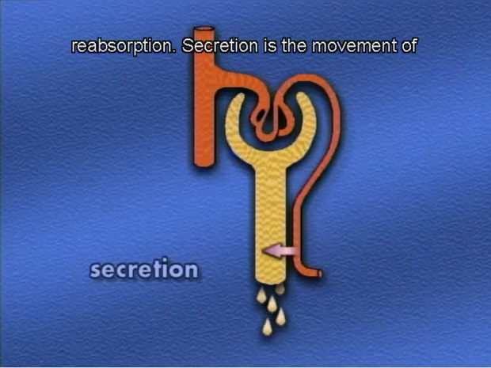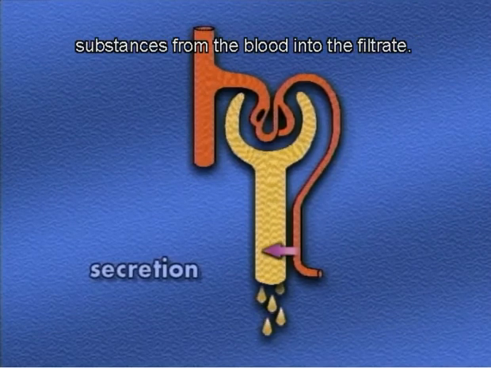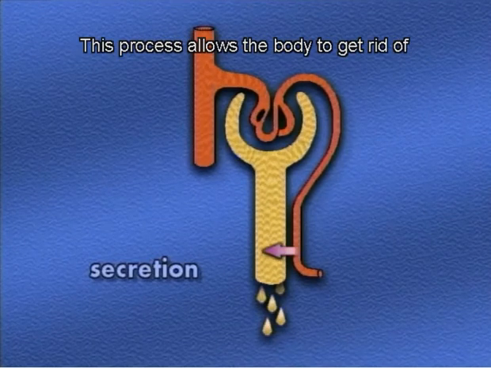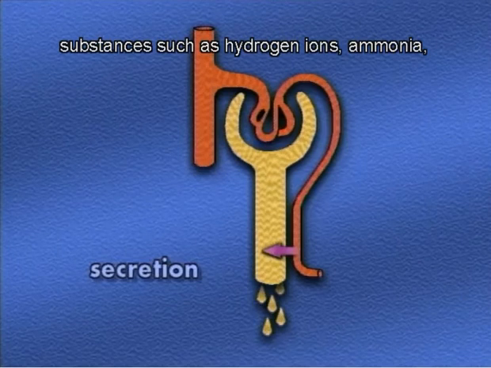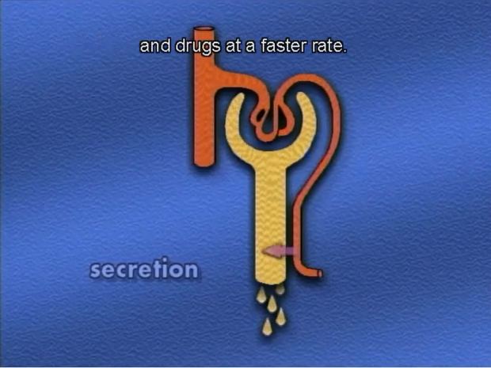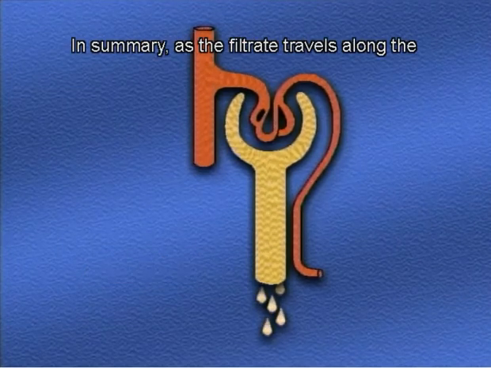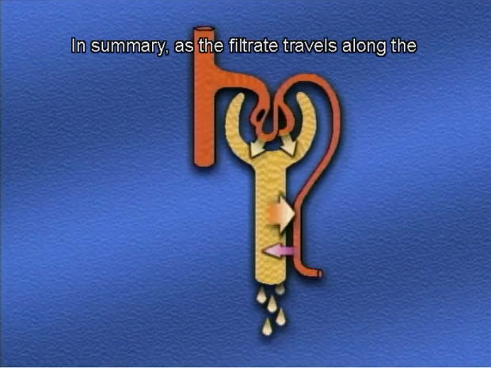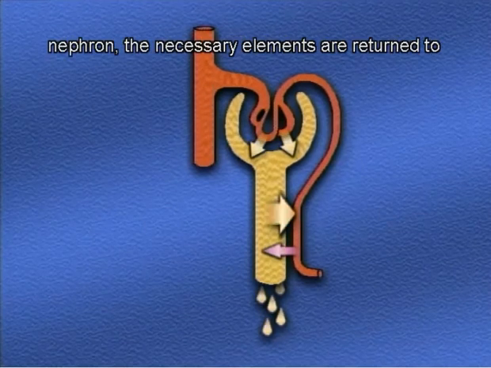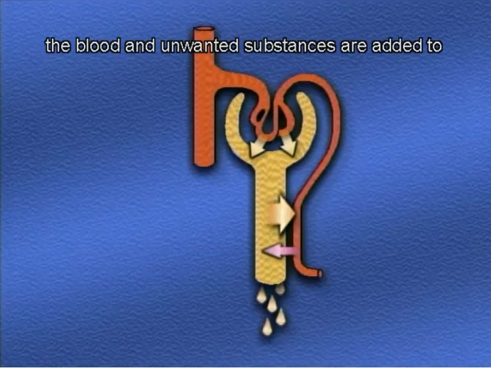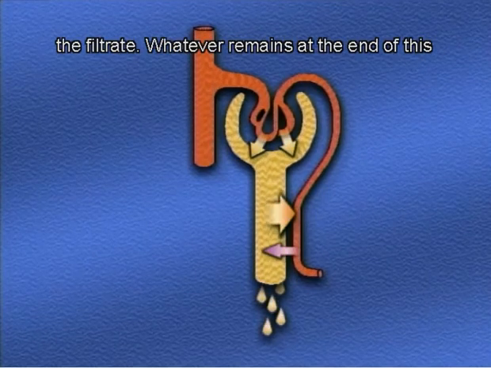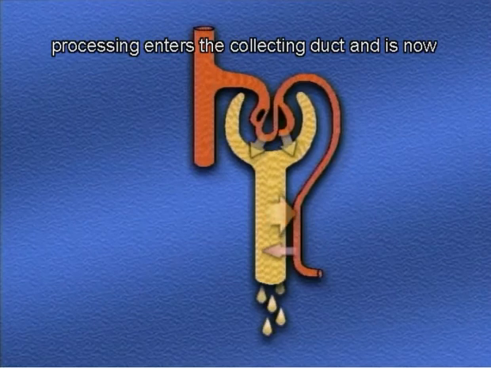Secretion is the movement of substances from the blood into the filtrate. This process allows the body to get rid of substances such as hydrogen ions, ammonia, and drugs at a faster rate. In summary, as the filtrate travels along the nephron, necessary elements are returned to the blood and unwanted substances are added to the filtrate. Whatever remains at the end of this processing enters the collecting duct and is now referred to as urine.